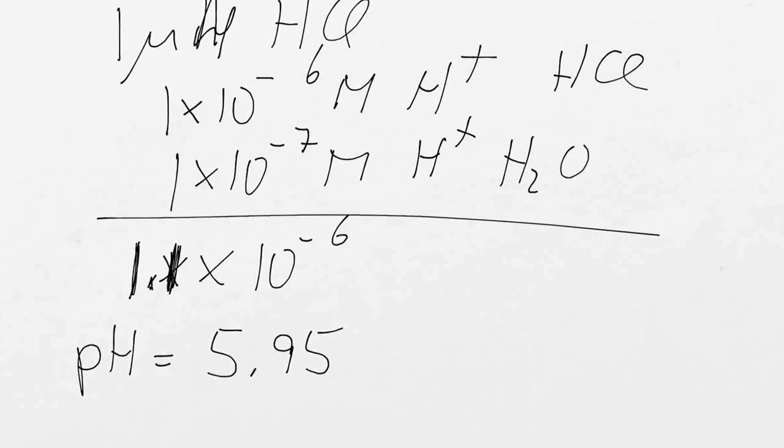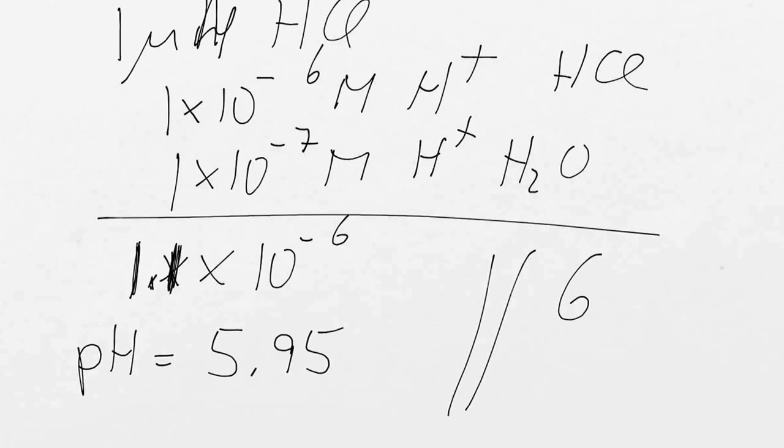So if we are in the range of micro, what would you get if you didn't add the 1 times 10 to the minus 7? 6. So that would be compared to 6. In the range of micro, you already have a slight error. 6 compared to 5.95. Nano, this is where it's going to bite. Make sense?